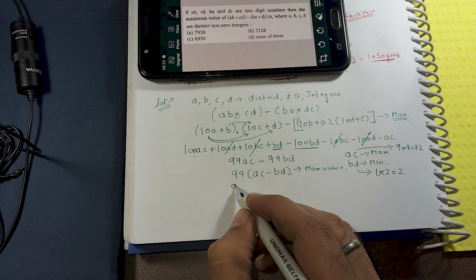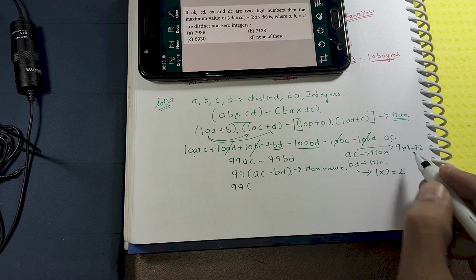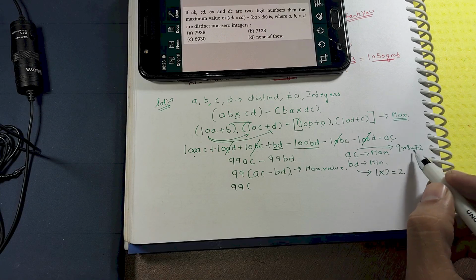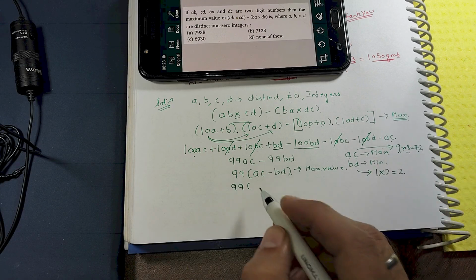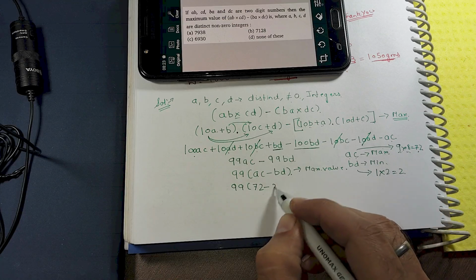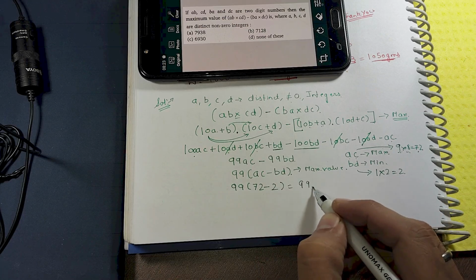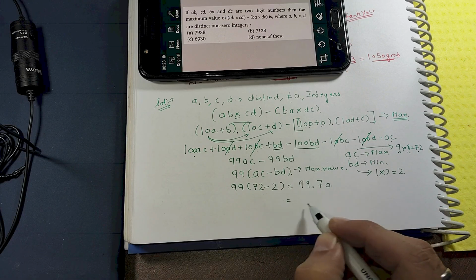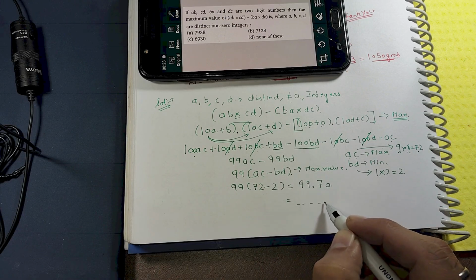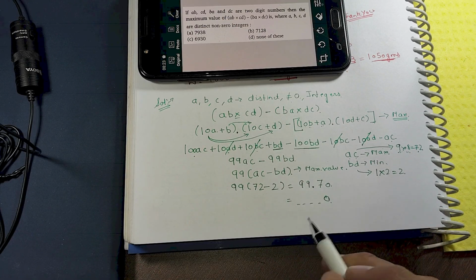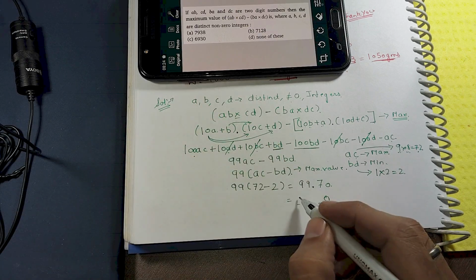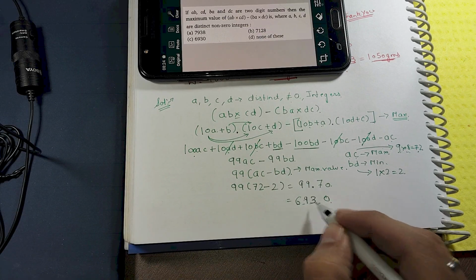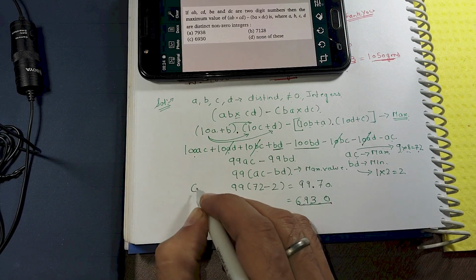So that means basically 99 into AC minus BD. The maximum digits are 9 and 8, 72, minus BD which is 2. So this is basically 99 multiplied by 70. So that means any number which will be having 0 as its unit digit. So that is only option C. We will check by multiplying. After multiplying we get 6930. So the right option is option C.